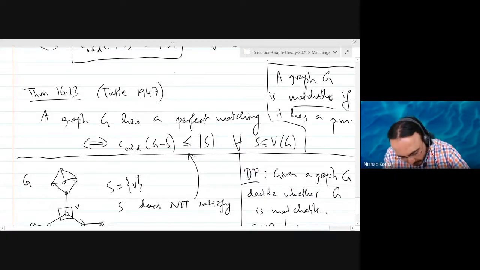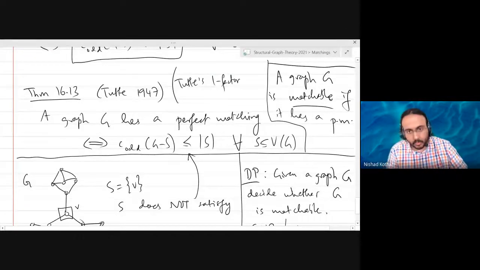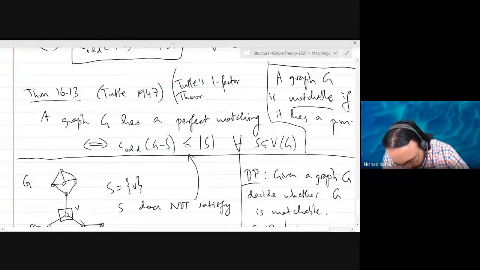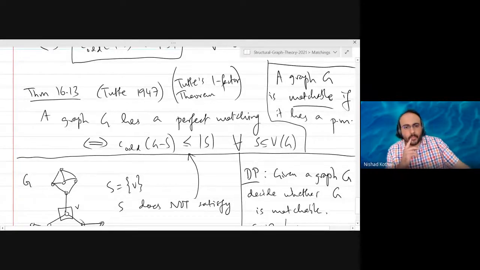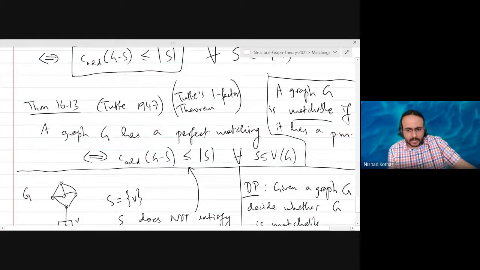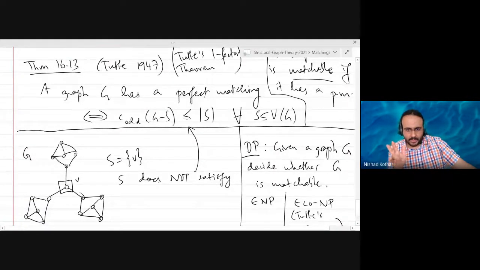This is often called Tutte's one-factor theorem because back then the term that was more commonly used was one-factor instead of perfect matching. Because what is a perfect matching? It is a spanning one-regular subgraph. So they call these one-factors. And you can imagine what a k-factor is. It's a spanning k-regular subgraph. So this was called Tutte's one-factor theorem, also known as Tutte's perfect matching theorem. So Tutte really focused on perfect matchings. And I will tell you in a few minutes why Tutte focused on perfect matchings.